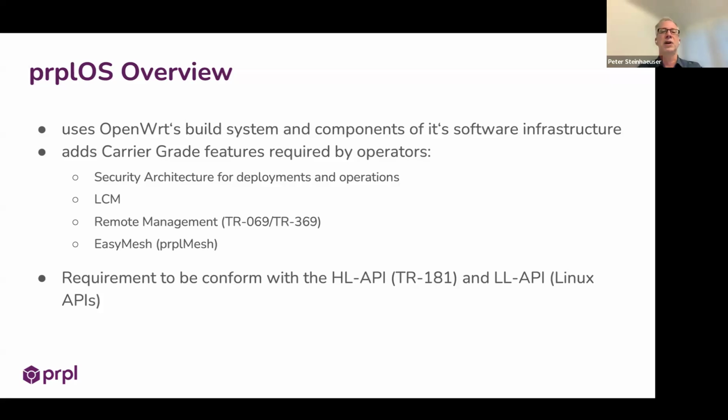So for instance, a security architecture for deployments and operations, a very flexible and compatible lifecycle management, of course, remote management via CWMP, also called TR069, and USP, which is TR369, EasyMesh, and a lot more. A requirement here in prplOS is to conform with what we call the high-level API and the low-level API. The high-level API is built around the TR181 specification from the Broadband Forum and is the representation of a CPE status and configuration. It also provides some functions that are also defined in the standard.